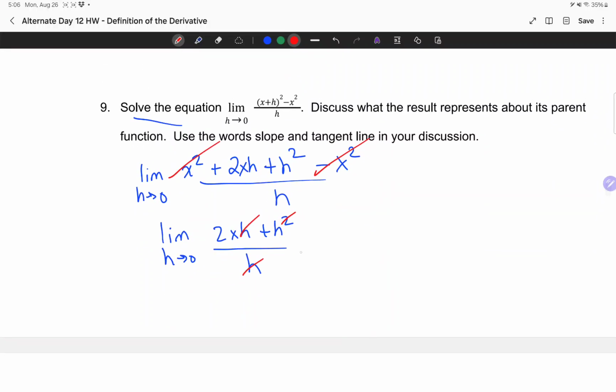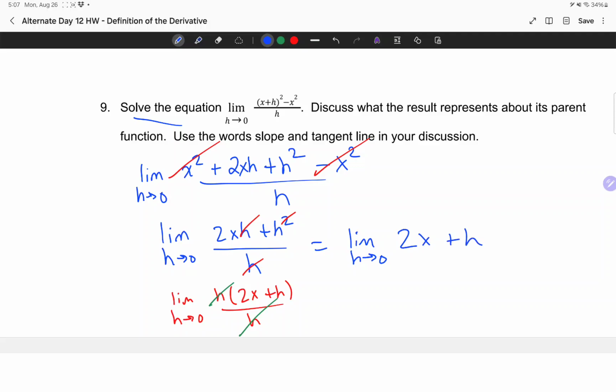Alternatively, you could have written that as the limit as h approaches 0 of h times the quantity 2x plus h, divided by h, like factor out the h on the top. That works also. Either way that you do it, you should then end up with the limit as h approaches 0 of 2x plus h. From there, we're going to take the h going to 0, plug that in, and that gives us an answer of 2x plus 0, or just 2x. So our limit is 2x.